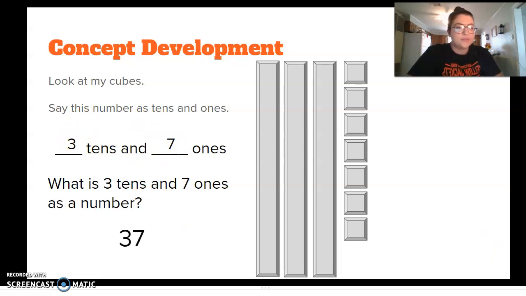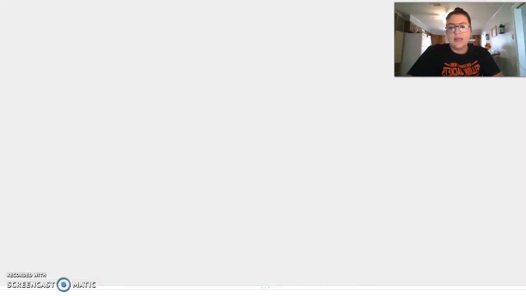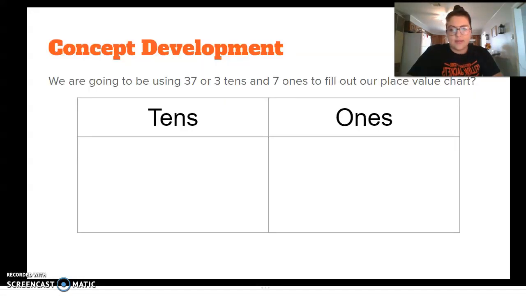Now they want us to take 37 and put it in our place value chart. In 37, how many tens are there? We look at our tens place and we see 3. We have 3 tens. And then let's look at our ones place. We know we have 7 ones.